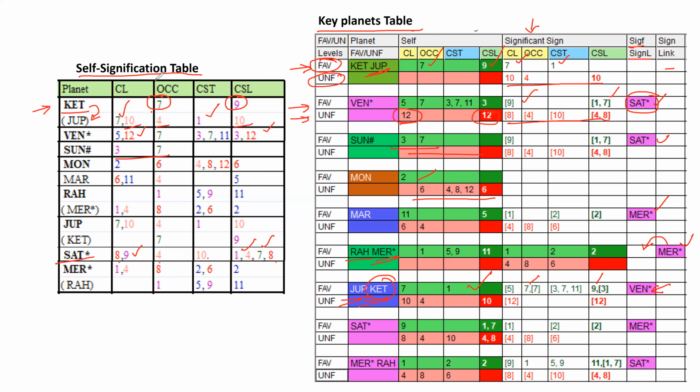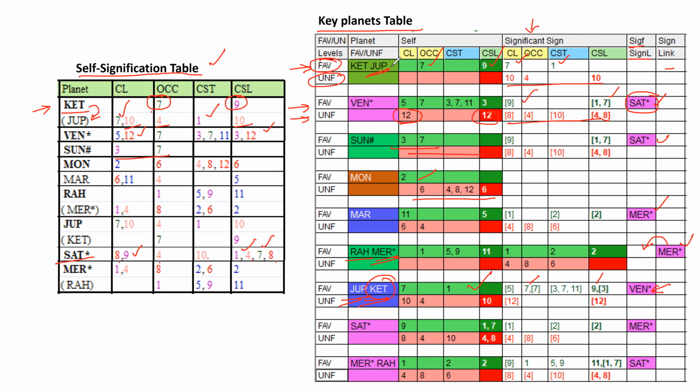So that way we can see here, that's what we call key planets, favorable and unfavorable, shown here. The significant sign lord table, or self-signification table, is also a key planets table, we can call that also. But here, favorable and unfavorable are shown separately. And one more thing, keep it in mind.